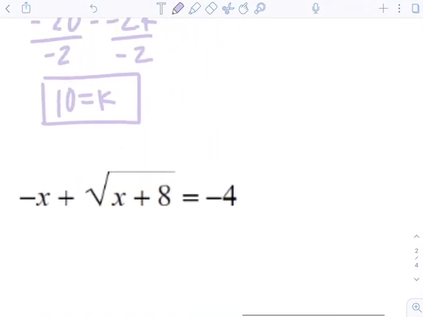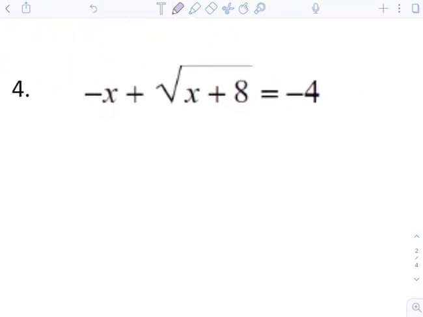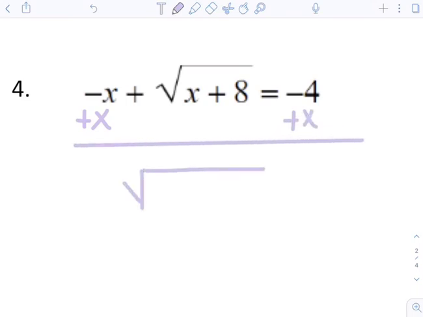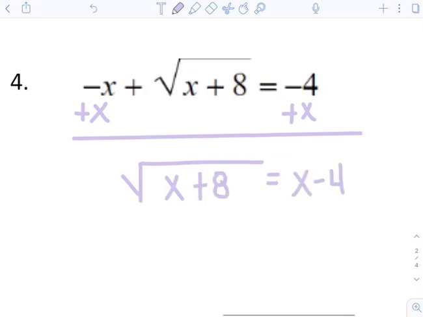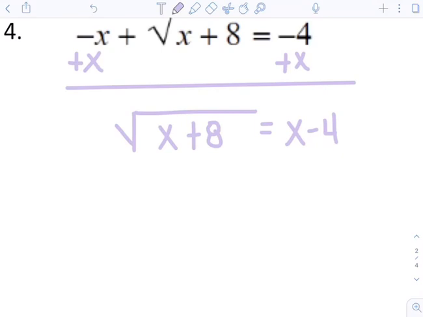Okay, finally, number 4. So this one's slightly different. If you just skipped over 1 through 3, okay, please make sure you take notes on at least number 4 because it's different from the other examples. I have this x outside of my square root, I need to get rid of it before I square both sides. So I'm going to add x to both sides. And now I'm going to have the square root of x plus 8 equals x minus 4. Okay, now that my square root is by itself, I'm going to square both sides.